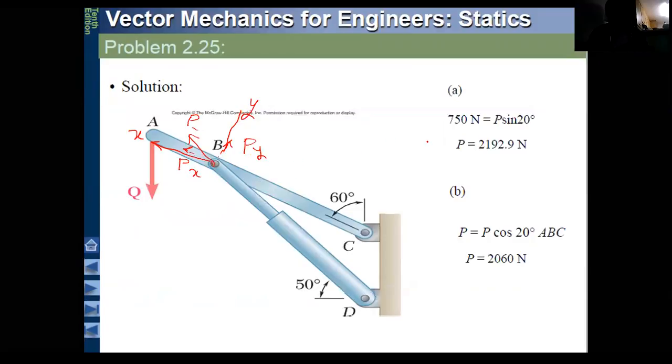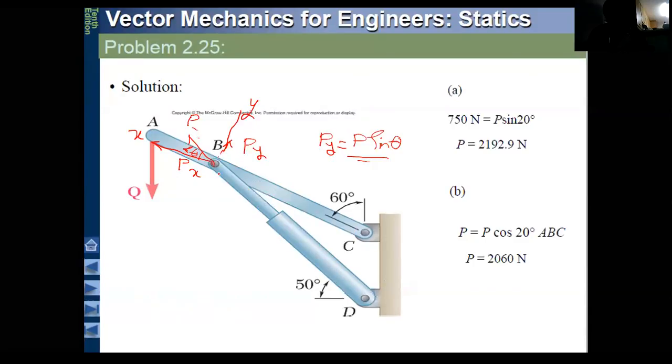The magnitude of P of Y is 750. So this is actually equal to, if you consider this angle as theta, Py is going to be P sine of theta. All right, well, now by this formula, you can calculate P by dividing 750 by sine of 20. Well, now we need to calculate the angle theta.